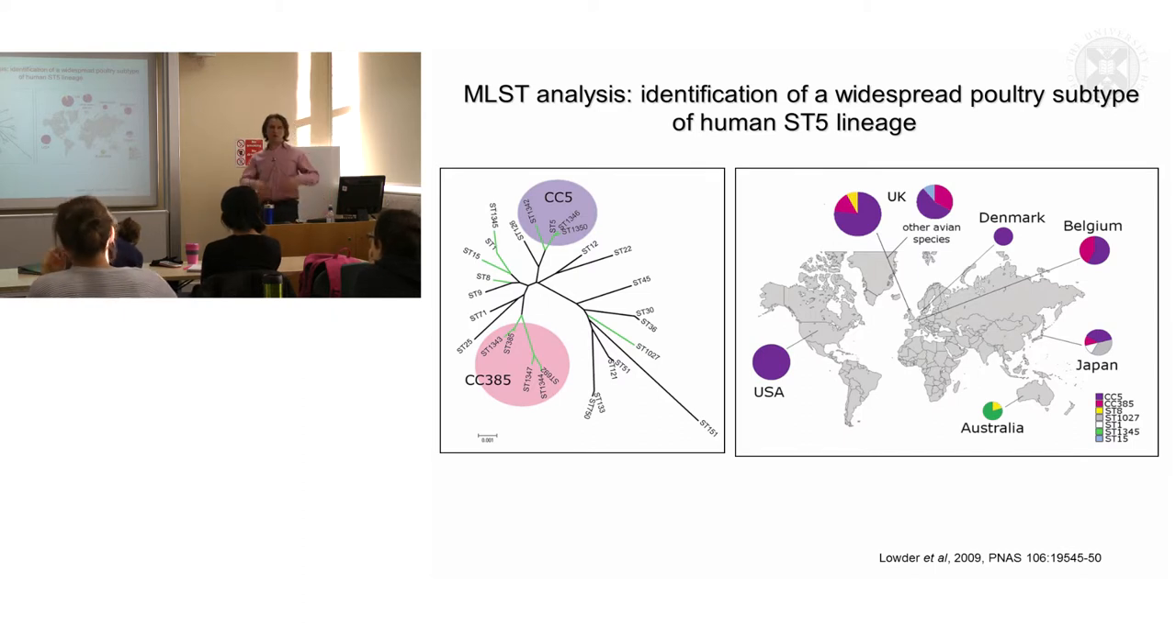However, in Australia, we don't find any of these ST5 strains. And this may be related to the fact that until the 1990s, there was a very strong blockade on livestock import into Australia, which may be why they seem to have their own set of poultry Staph aureus strains.